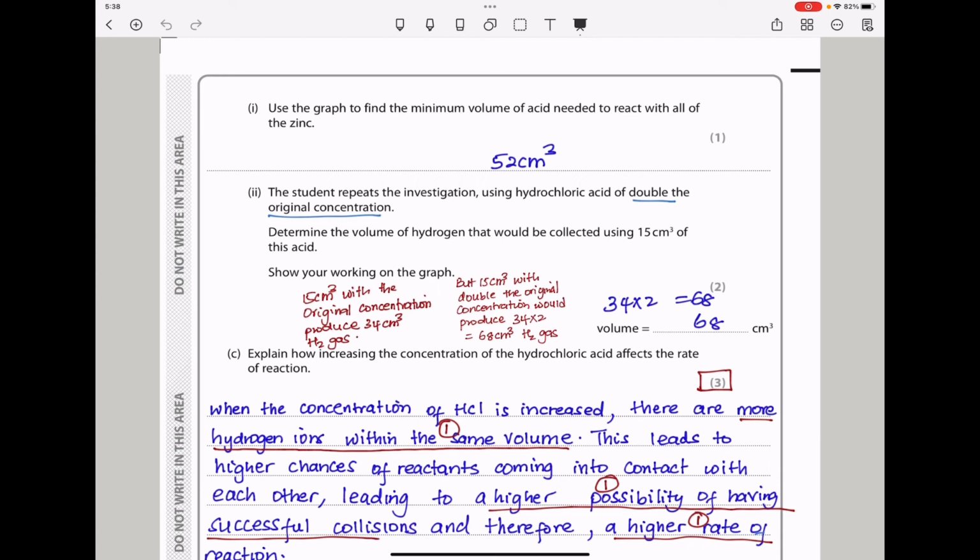Next they say, the student repeats the investigation using hydrochloric acid of double the original concentration. If it's double the original concentration, it means it has double the number of moles if the volume is maintained. They say, determine the volume of hydrogen that would be collected using 15 centimeters cubed of this acid, and they want you to show working on the graph.